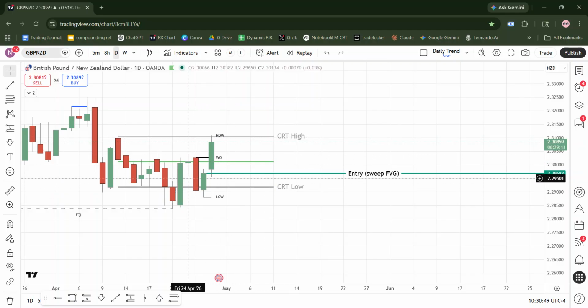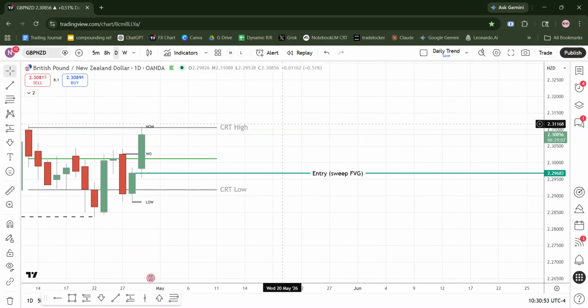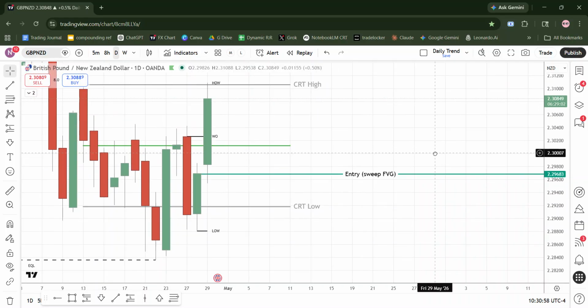I don't know. So for now, I'm content. I'm not looking for any more upside on this one. But this was a good trade. I'm very thankful that I managed to catch it. And yeah, so that's pretty much it.